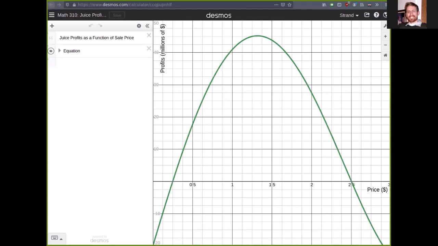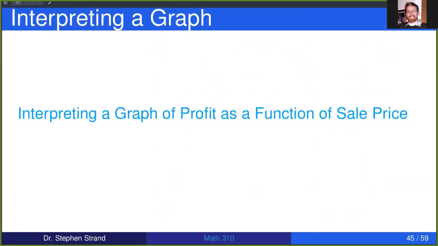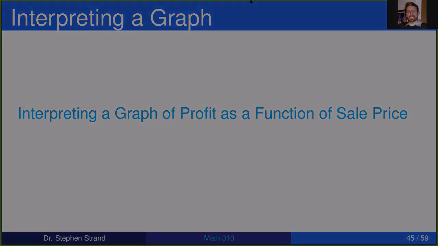So those are some of the things that we can get from the graph of a function. And you'll have the opportunity to practice interpreting graphs in that way yourself. In the next segment of the video, we're going to look at the fourth and final way that we represent graphs, which is in terms of equations.